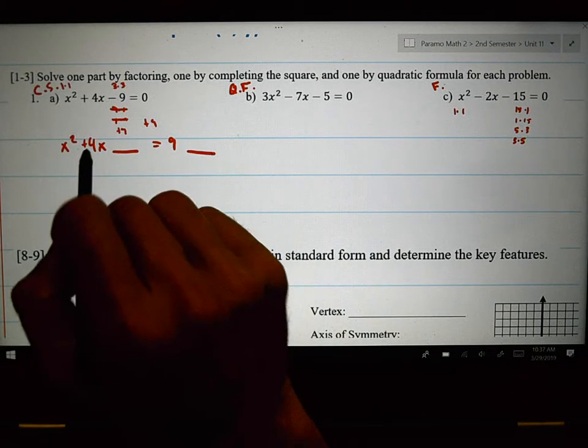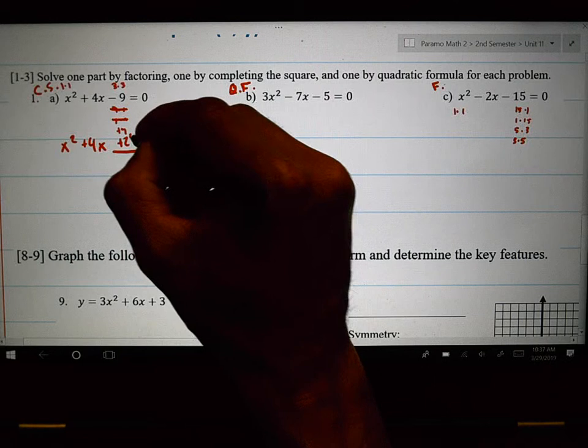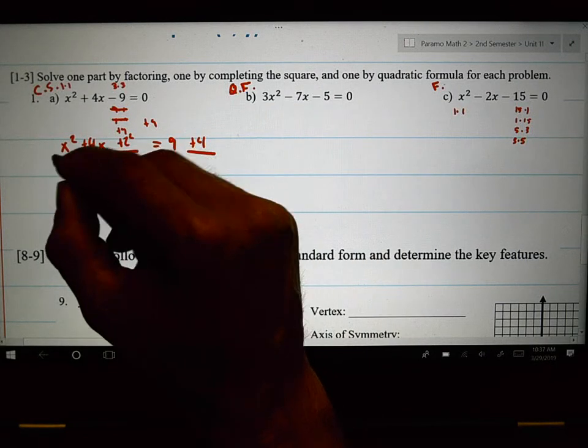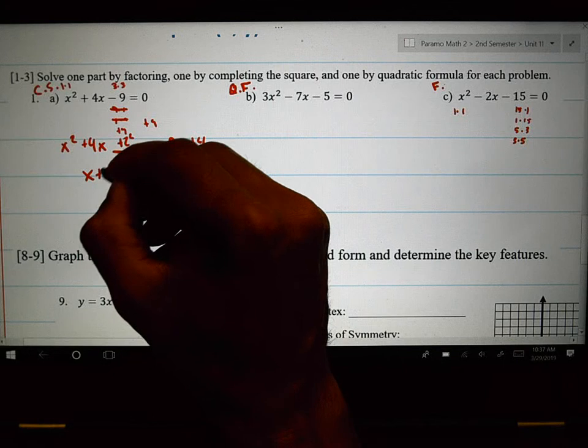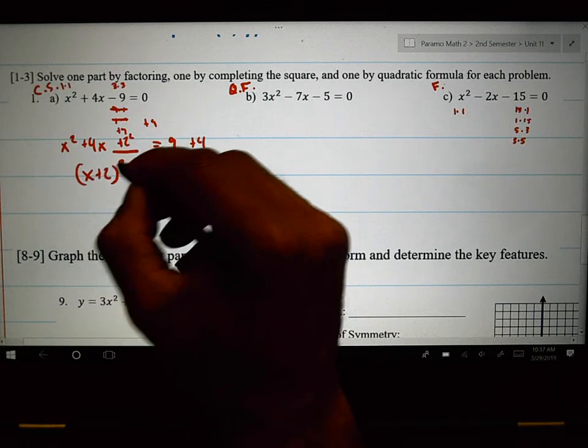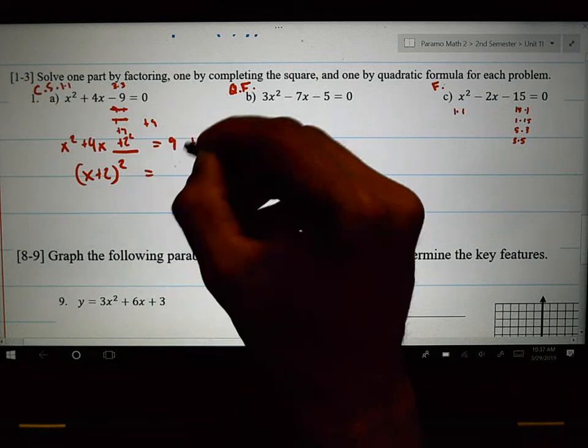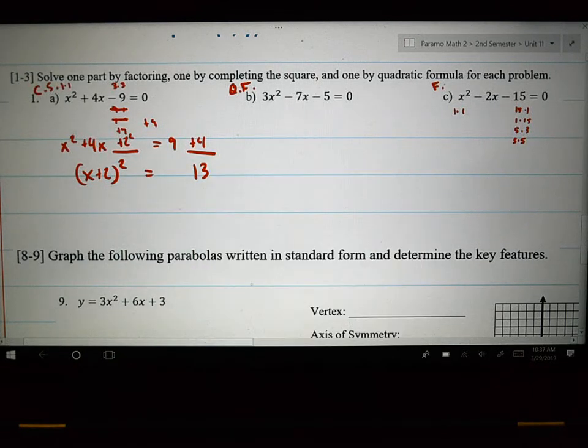Then I take b, half of b squared. I add to both sides. I'm adding 4 to this side. I'm adding 4 to this side. But this side factors perfectly. When you FOIL this out, it makes x squared plus 4x plus 2 squared. This side makes 13.